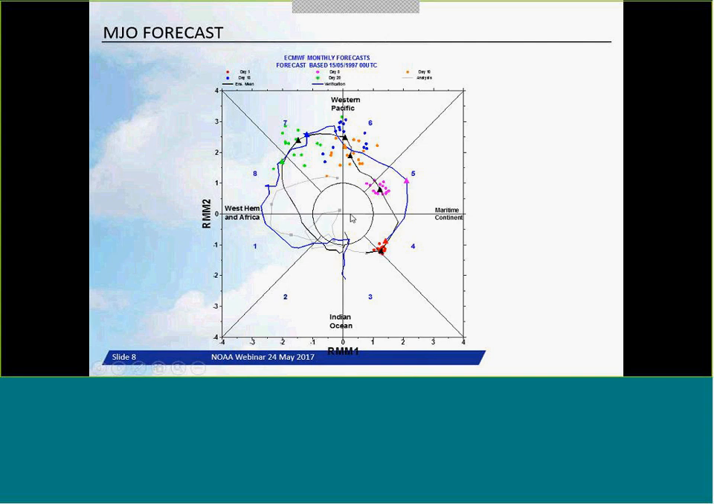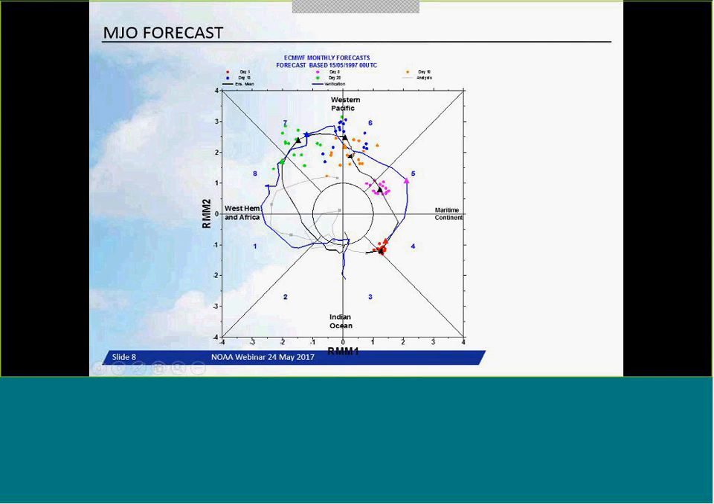The distance from the center of this circle represents the amplitude of the MJO. So it's quite a nice way to display the MJO. We know from this graphic exactly where the MJO is at a given time and what its intensity is. It's also very valuable to assess the skill of the model, because then we can compute the bivariate correlation between the time variation of the ensemble mean and the verification.